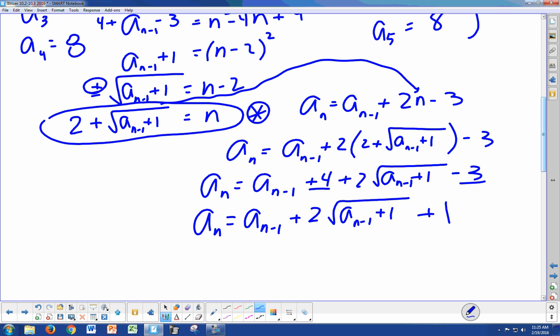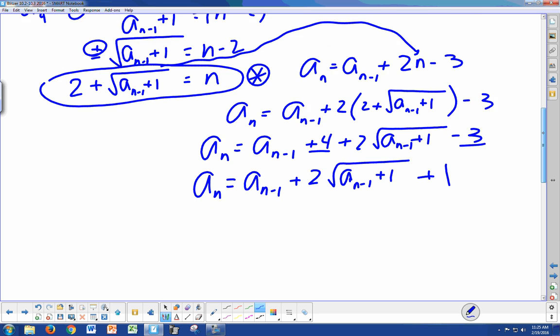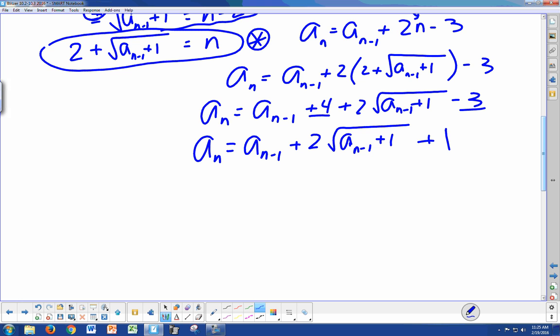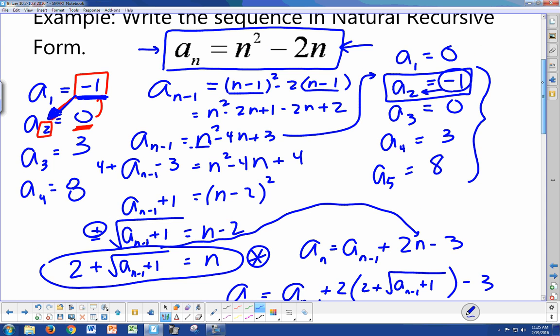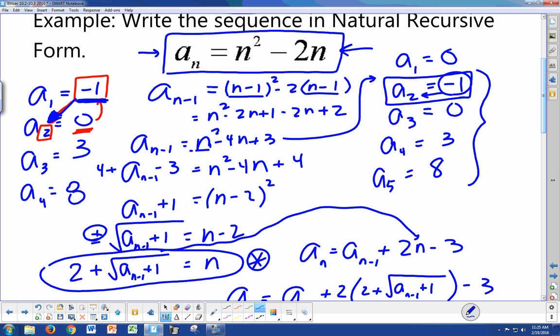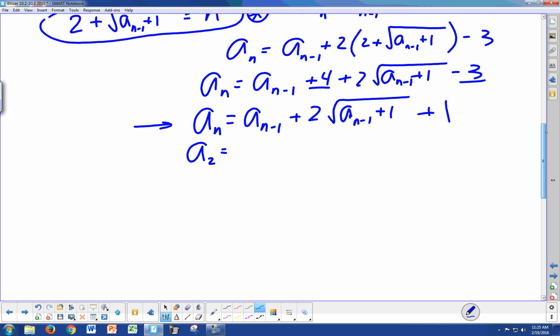Notice now that we have no n values. We have only a sub n minus 1s. In other words, we have a pure recursive notation. So just for fun, let's go ahead and start plugging some numbers into there. A sub 2 is going to equal a sub 1, which from the top of this slide was negative 1. Remember, that's the first term in the sequence; we're talking about our original sequence. So let's move down here again and work that out.